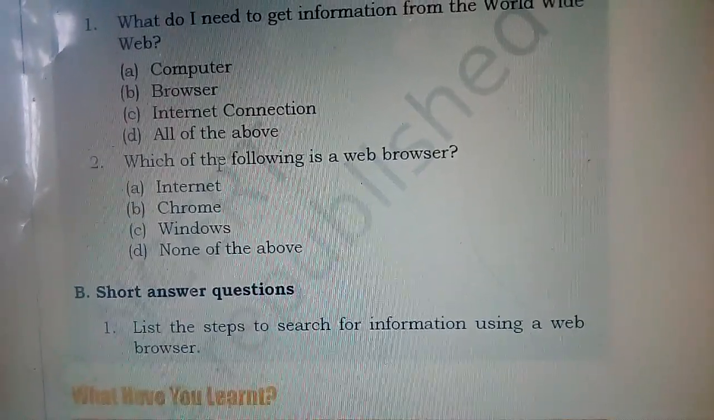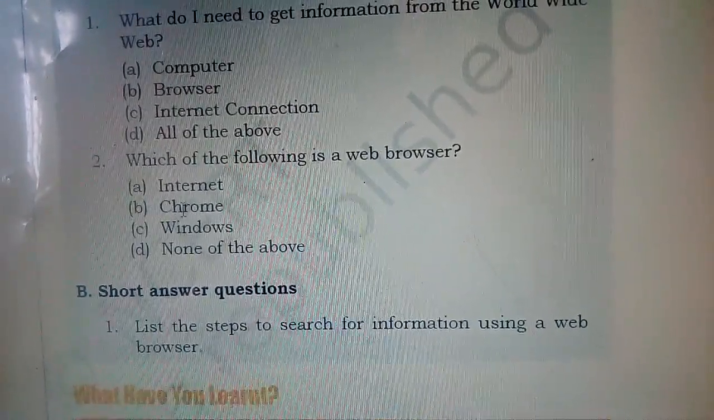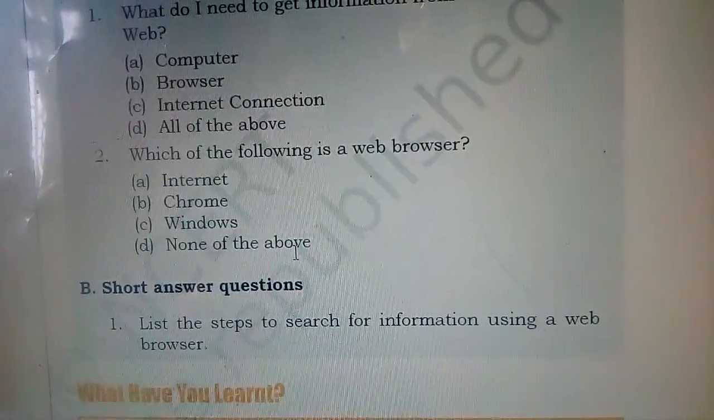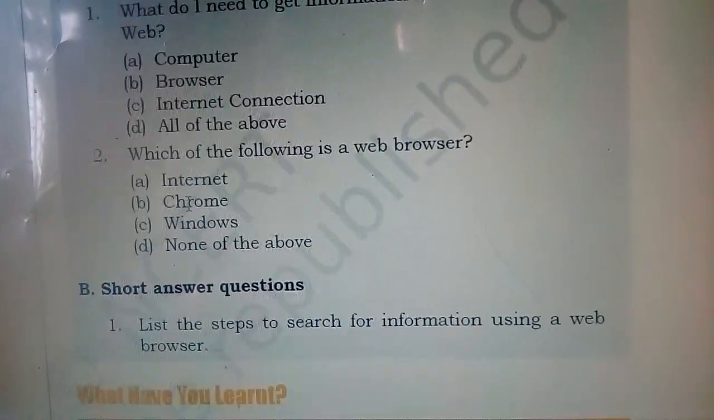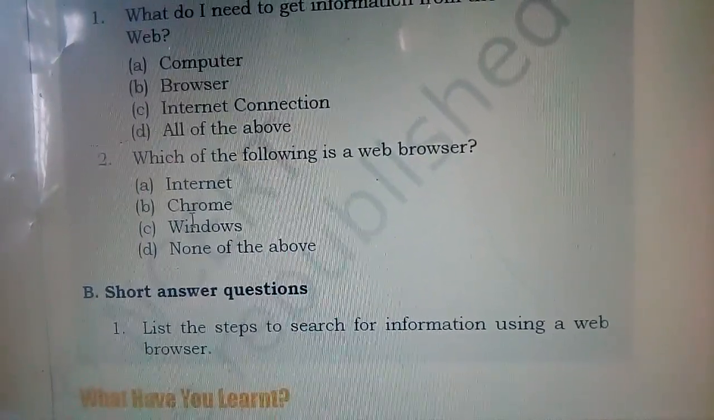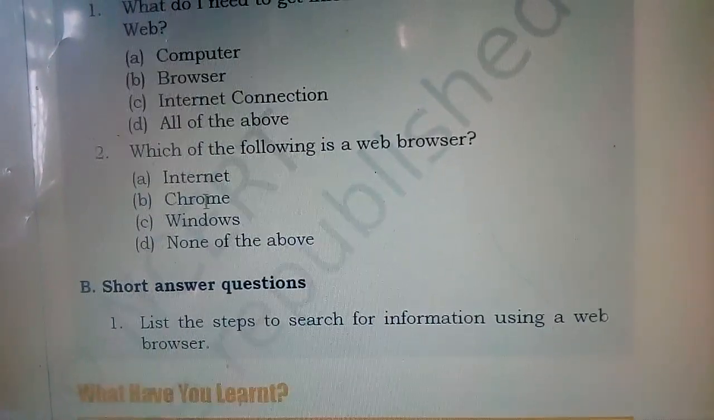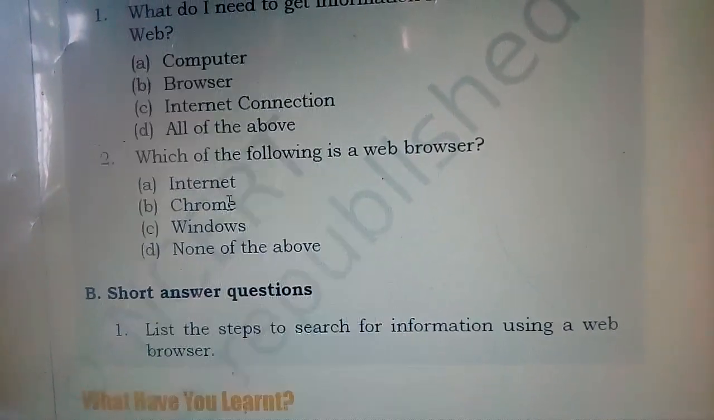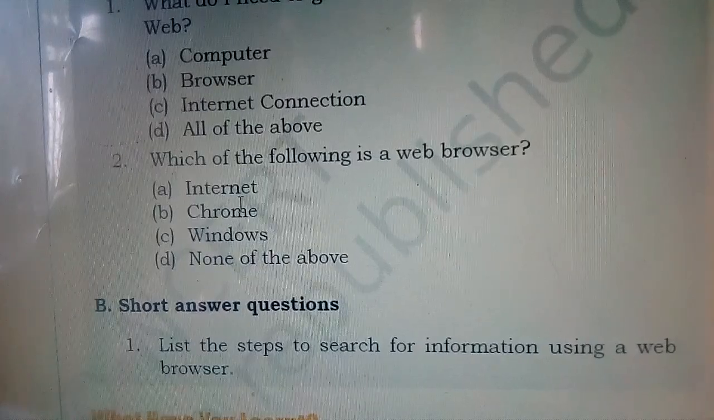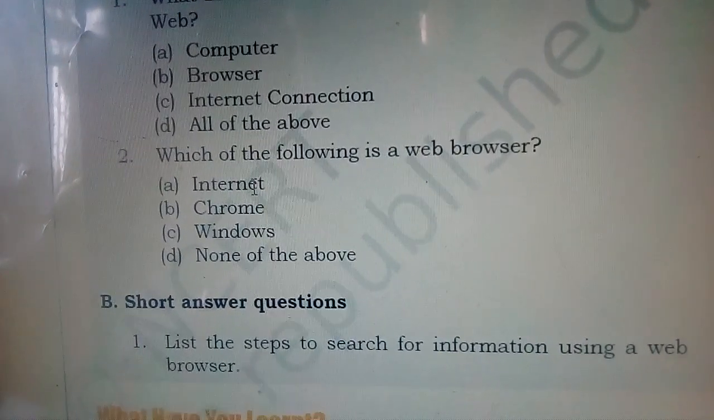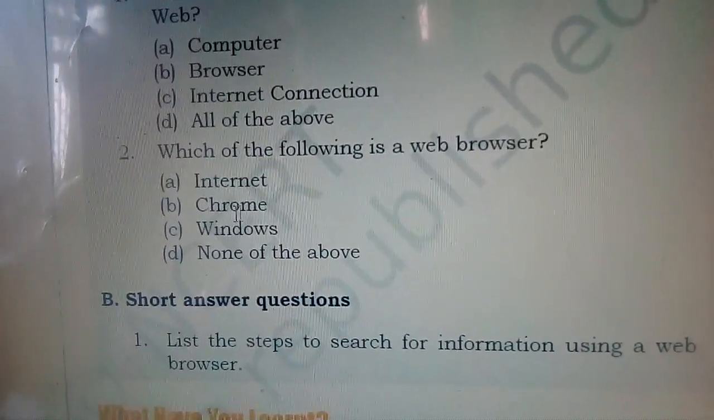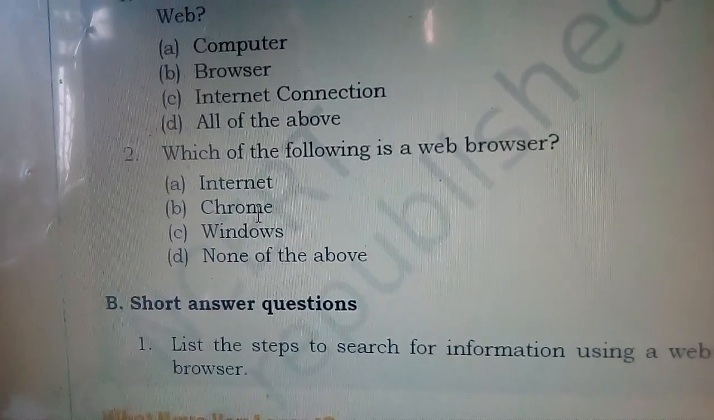Next question: which of the following is a web browser? Internet, Chrome, Windows, none of the above. Here Chrome is the web browser, because Internet and Windows are not web browsers. If it were Internet Explorer then it would be okay, but here it is given as internet. So Chrome is the web browser.